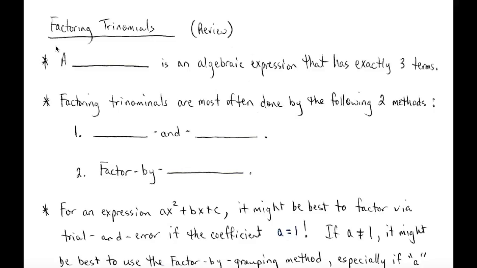We'll talk about how to factor via trial and error, as well as factor by grouping. And we'll also get into some special cases where we do the factoring via the square root method, as well as studying the difference of two squares, the sum of two cubes, and the difference of two cubes as well.